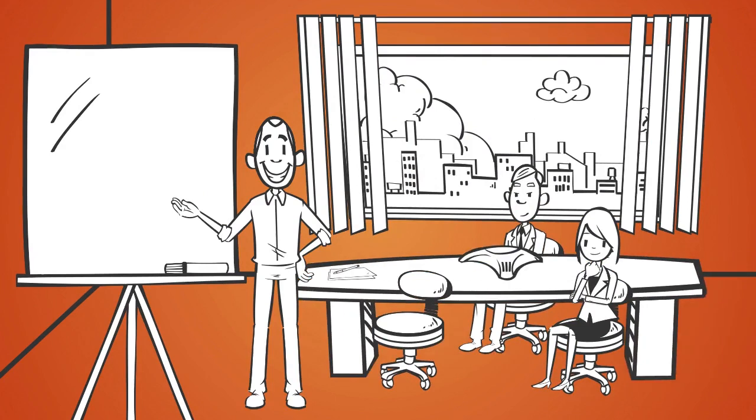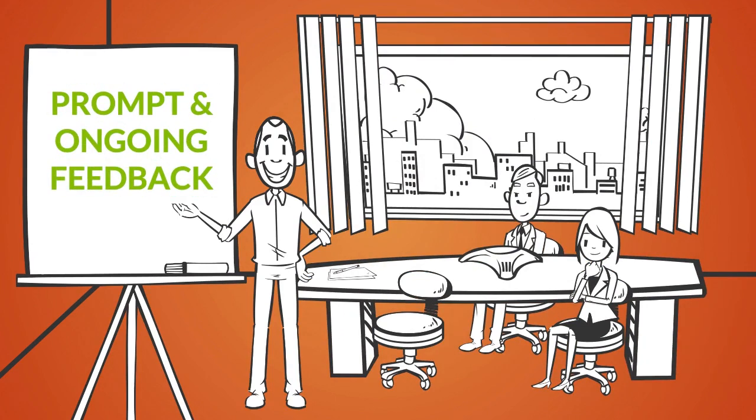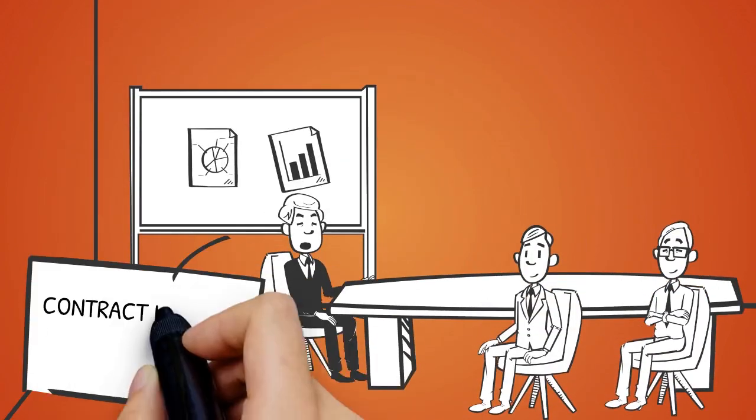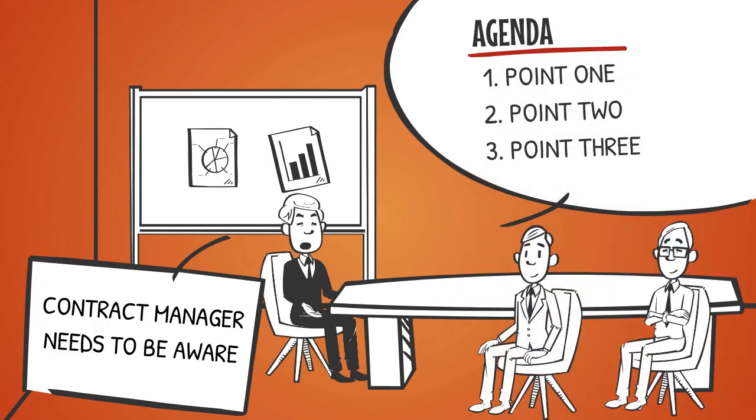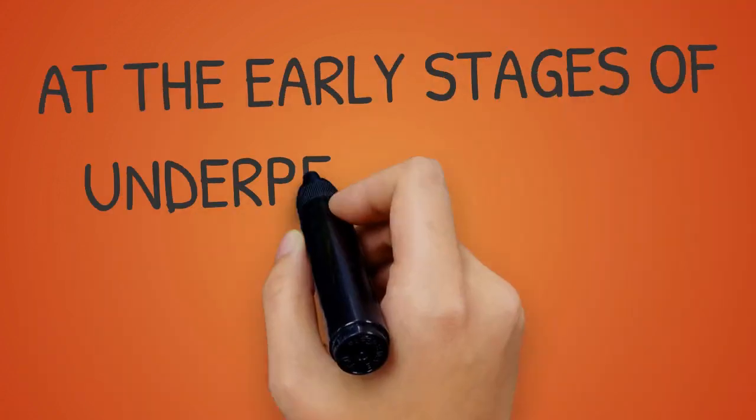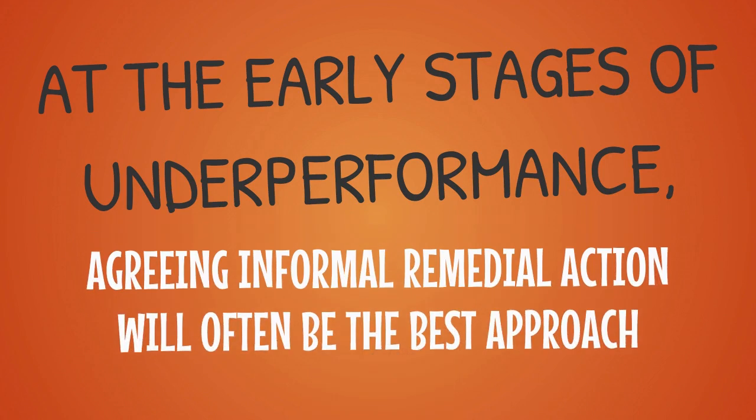And underperformance can be minimized by having a performance process that encourages prompt and ongoing feedback. The contract manager needs to be aware of any signs of potential underperformance and must be able to address them as much as possible before they become serious. At the early stages of underperformance, agreeing informal remedial action will often be the best approach.